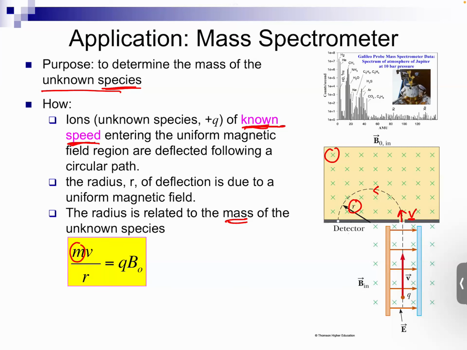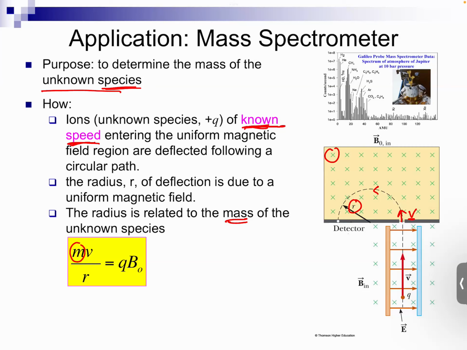And each species has a known mass, right? If you just look at the periodic table and see what's the mass of carbon, for example, if it matches the mass that you've calculated from the mass spectrometer, then you know that there's carbon in that unknown material.